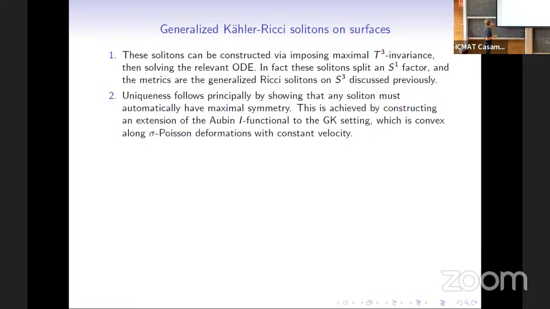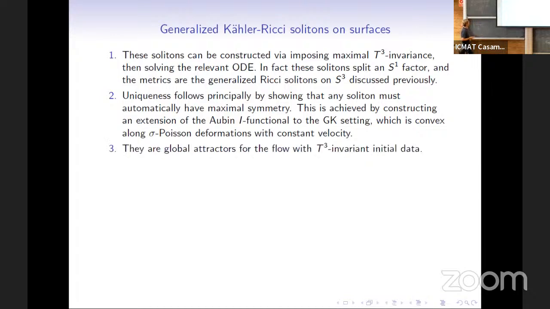To prove this, we construct basically an extension of this. Aubin has this so-called I functional, which characterizes solutions of the Monge-Ampère equation in the Kähler setting. So we give an adaptation of the I functional to the GK setting. And the key point is that it's actually convex along constant velocity Poisson deformations. You can use this to prove that a critical point has to already be invariant, essentially. So this is how we get the maximal invariance out.